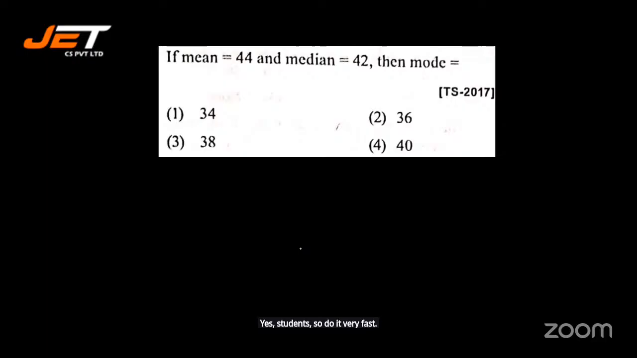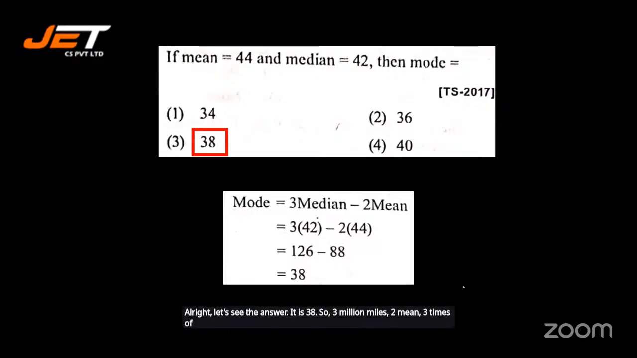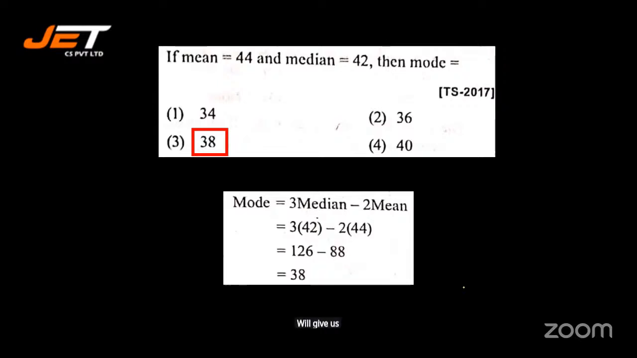All right, let's see the answer. It is 38. So 3 median minus 2 mean, 3 times 42 minus 2 times 44 will give us 126 minus 88, which is 38. So option 3, 38, is the correct answer. This question was asked in the year 2014.